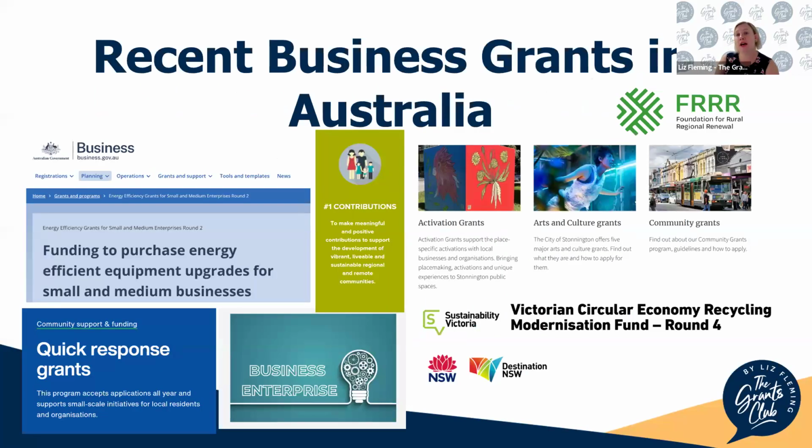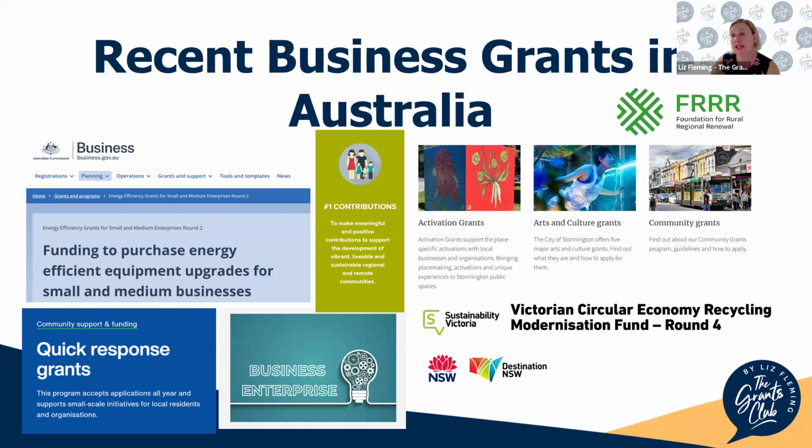In Australia, there's been some recent grants that I've helped clients with. The energy efficient equipment upgrades was really popular across Australia. Most councils have what we call quick response grants for your community groups. There's business enterprise, mentoring, and other grants as well. The Stonington Council, just as an example, in Victoria and Melbourne have activation grants, arts and culture grants, and community grants if you are in that area. So each council is different. They have different priorities and they have different grant programs, so we need to be aware of them.